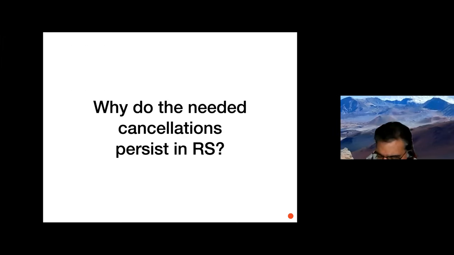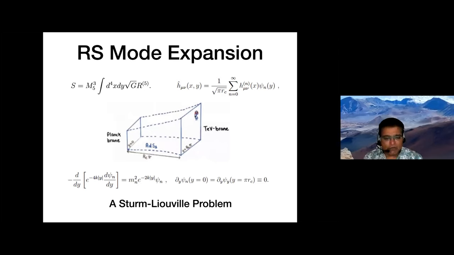Right, so I've shown you these cancellations as you sum over all the KK towers, very much unlike the case of the torus, where all you needed was a few discrete states. The reason, and this will seem familiar to John, is that when you do these wave function expansions, the mode expansion, the differential equation satisfied by the wave functions of your modes is a Sturm-Liouville problem, right?